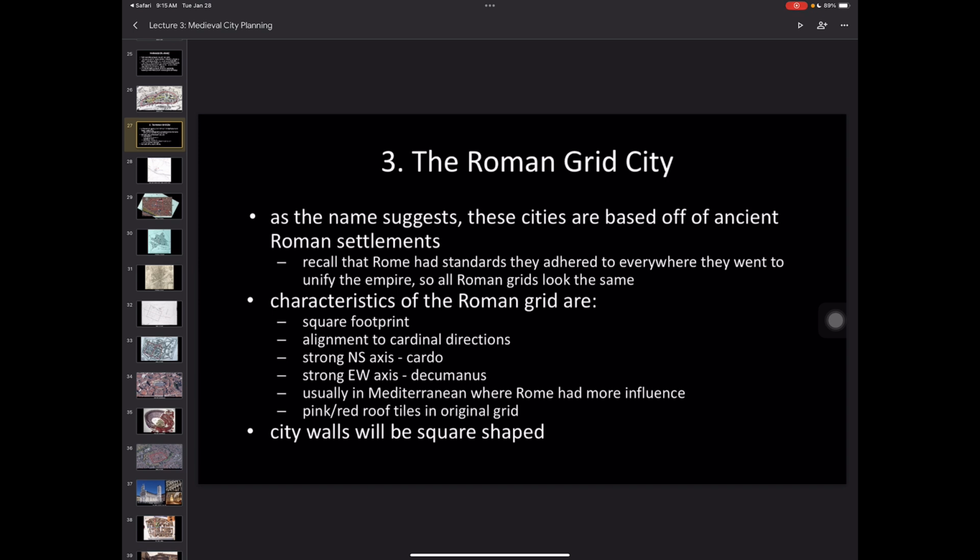So characteristics of it, it's gonna be a square footprint. The Romans liked to make square cities for the military camps. It's usually gonna try to align to cardinal directions over geography, if they can. It's gonna have a strong north-south axis, which we call a cardo, and then an east-west axis, which is called the decumanus, right? So it's always gonna have some kind of crossroads, and then in the center, it's gonna have the forum.